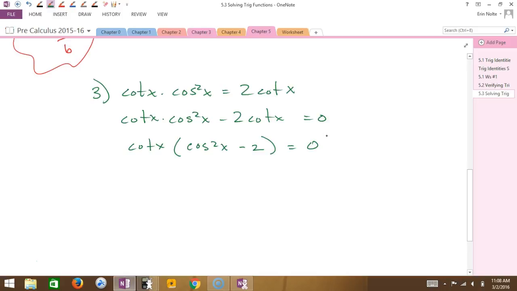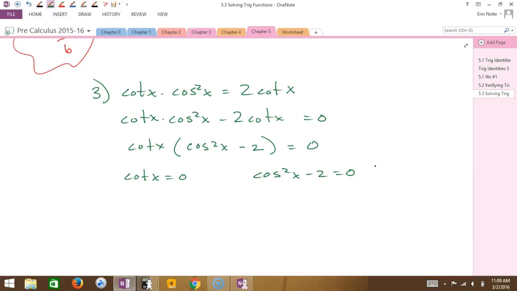Okay. So now at this point, this is the whole idea of factoring and setting it equal to 0. I'm going to set both of the quantities equal to 0 because both of these two quantities are isolated with one trig function in it. Okay, so we can say that cotangent of x is equal to 0 and the cosine squared x minus 2 is equal to 0. We can work with those two separately. Okay. All right, so let's do the cotangent of x. I think that one's pretty simple.